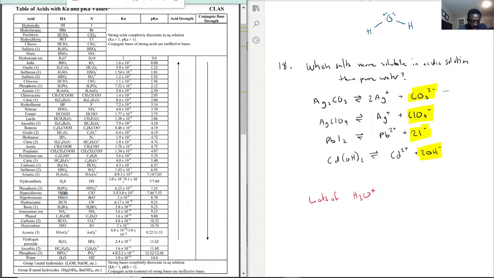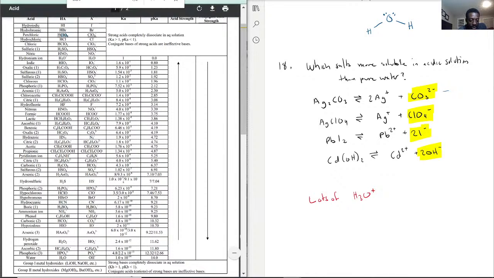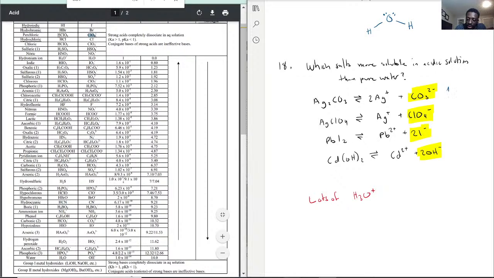ClO4 minus. There we go. It's all the way up here. So with that being said, because perchloric acid is so much higher up there, this is going to be more soluble and this is going to be less soluble than that.